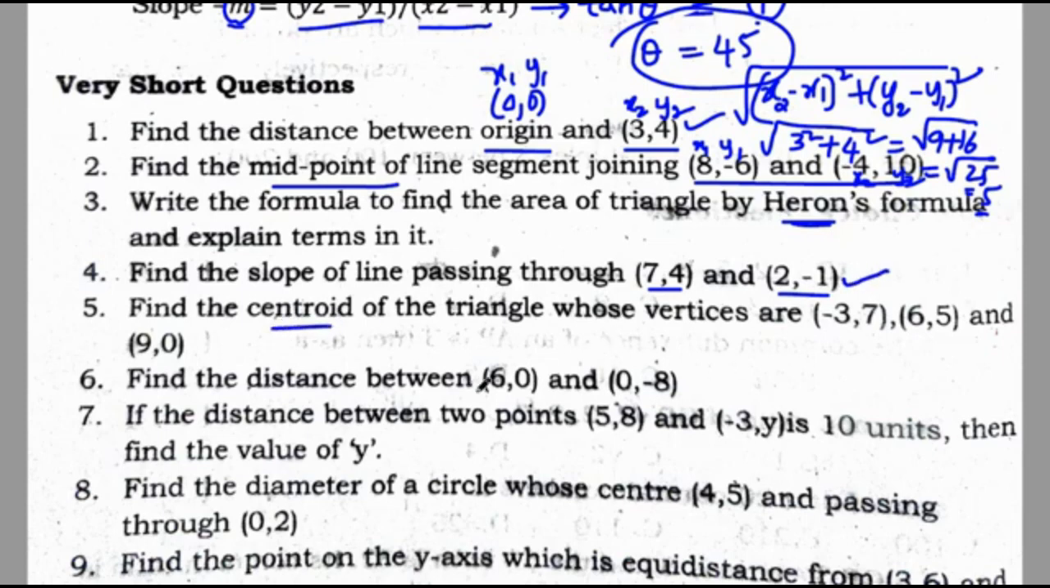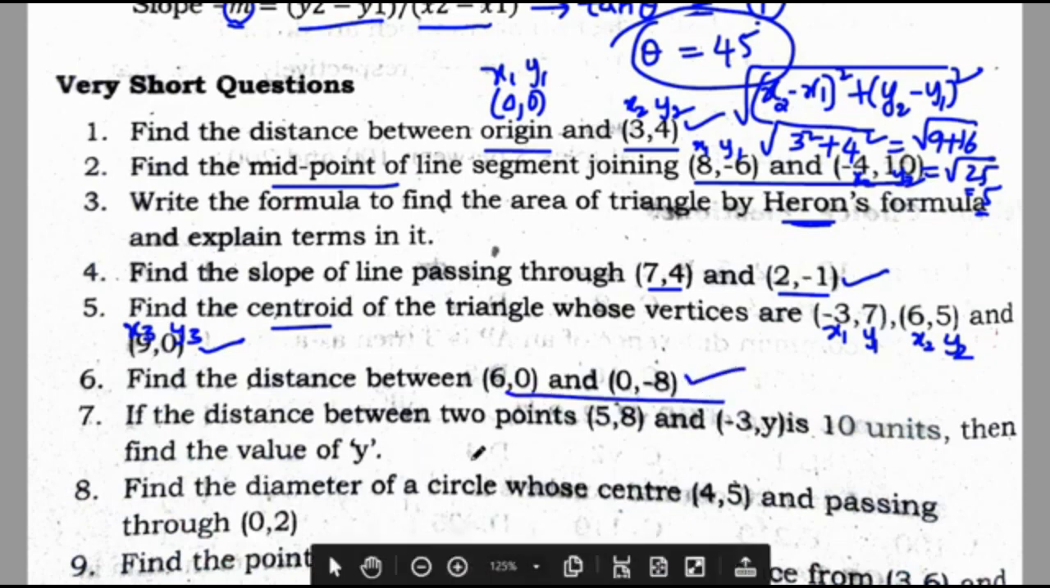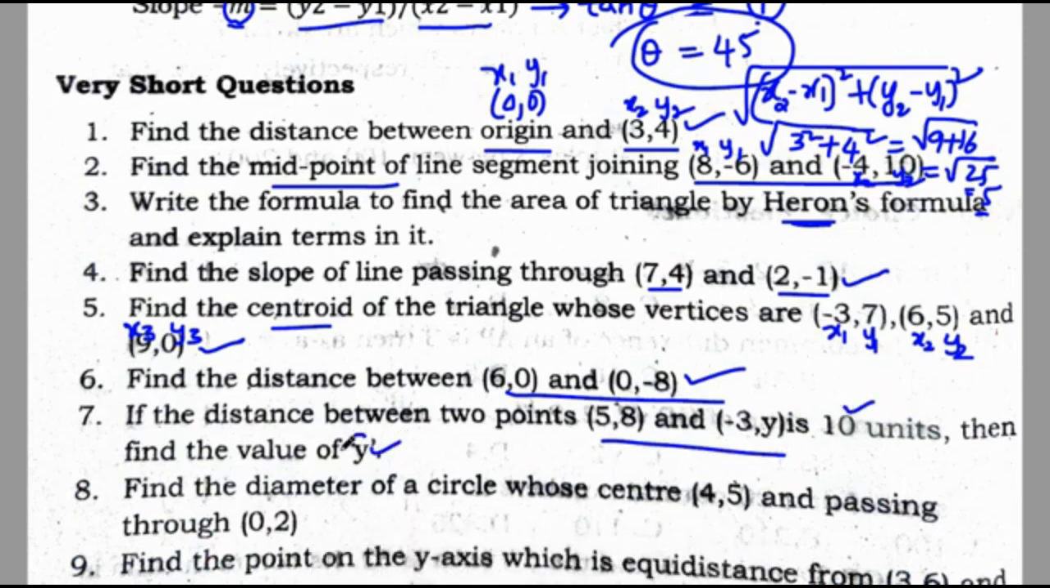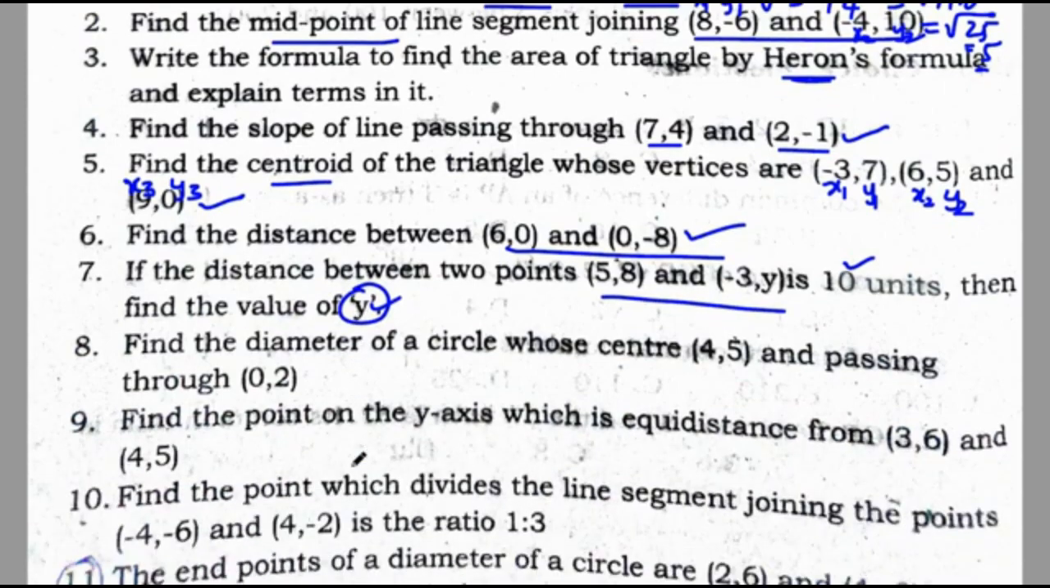Find the centroid. Centroid again is denoted by the formula (x1 + x2 + x3)/3, (y1 + y2 + y3)/3. The 3 points should be represented with x1, y1, x2, y2, x3, y3 and replaced in the formula. Again, distance between 2 points, same distance formula. And this type of question, the distance between 2 points is 10 centimeters, then find the value of y. This type of problem is also there in the last part of the video.